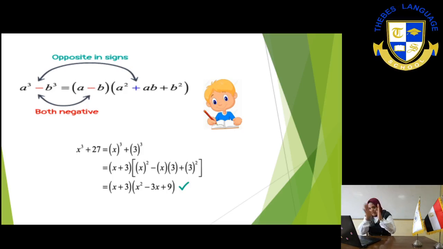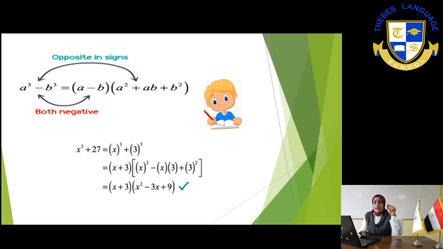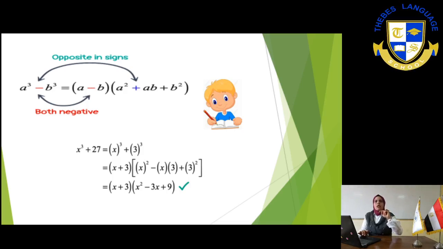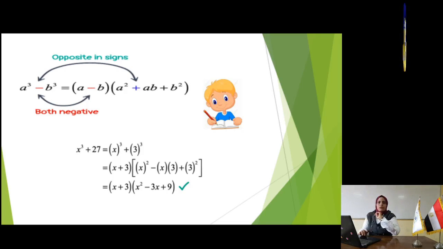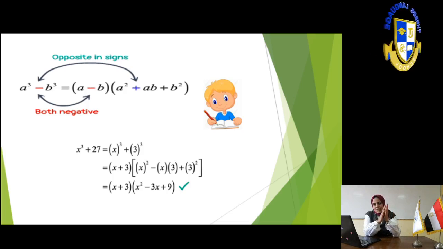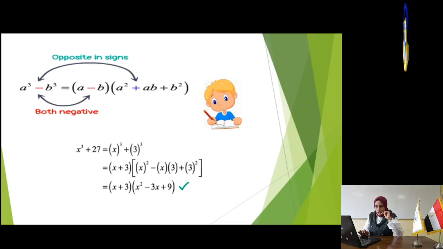Let's form the second bracket. By taking the power 2 of the first term, it will be a power 2. Power 2 of the second term, it will be b power 2. Multiplying the first and the second term, it will be negative ab. Change its sign. Negative will be positive, as we see with the blue color.